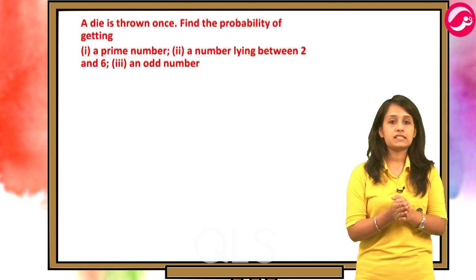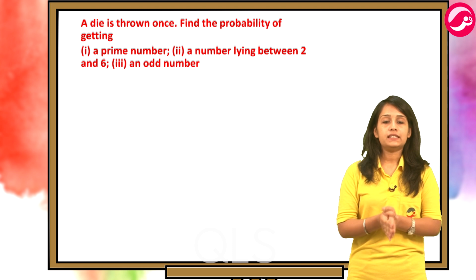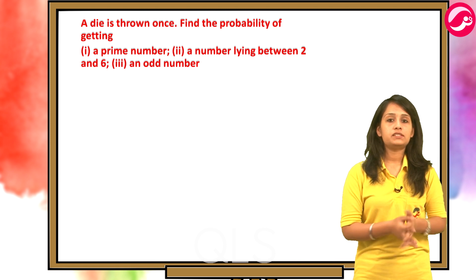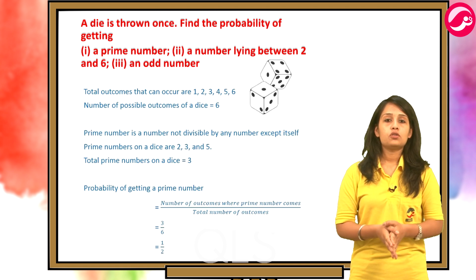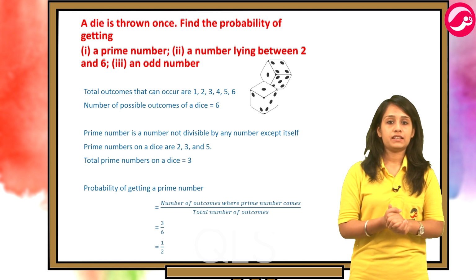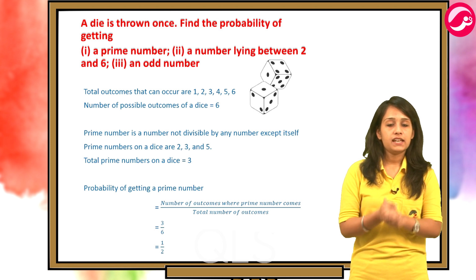So the first problem says that a dice is thrown once. Find the probability of getting 1, a prime number, 2, a number lying between 2 and 6, and 3, an odd number. So on rolling a dice, a total of 6 outcomes can occur, that is 1, 2, 3, 4, 5 or 6 can come up on the dice.